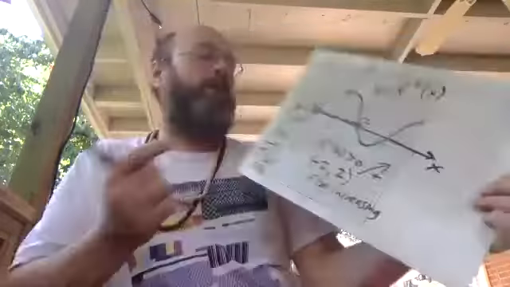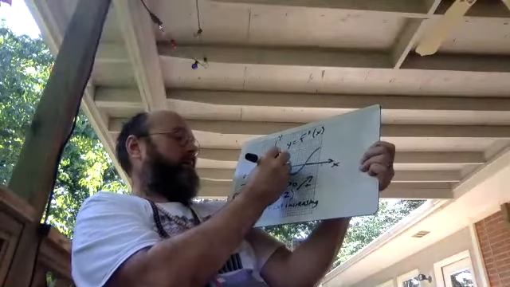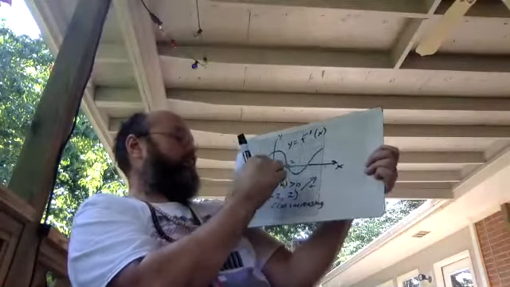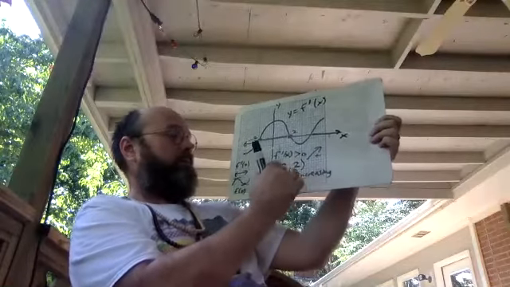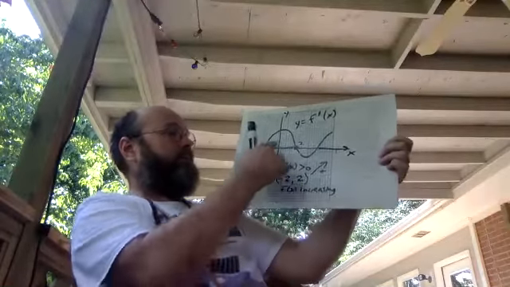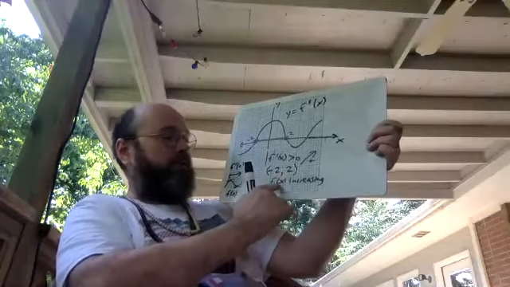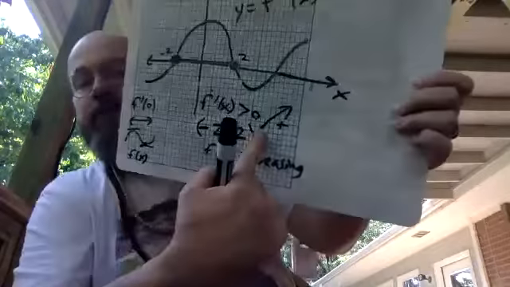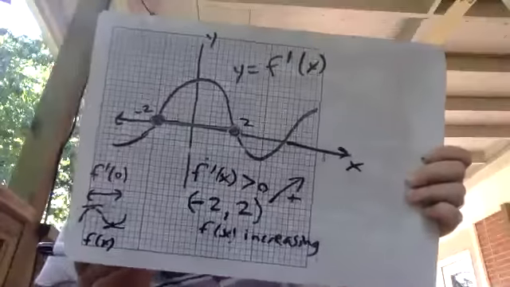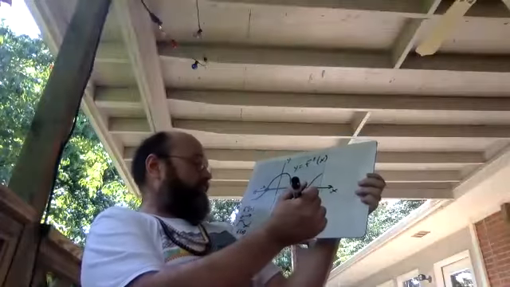So we know that on this interval, not including those endpoints, that's this interval, -2 to 2, open. Since the derivative is positive, it's above the x-axis, we know that the original function is increasing, because that's what a positive derivative means, just like right here. Cool? Now what about, are there any other places where the function is increasing?